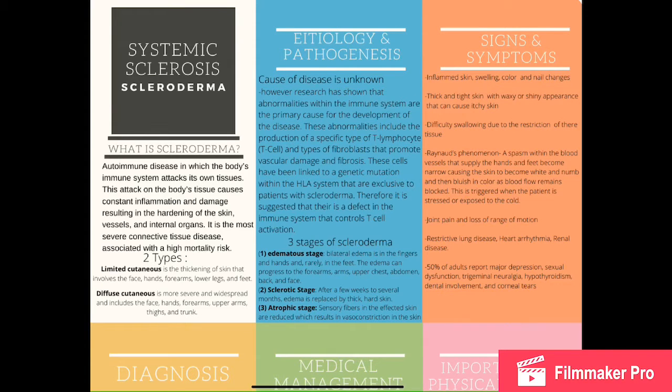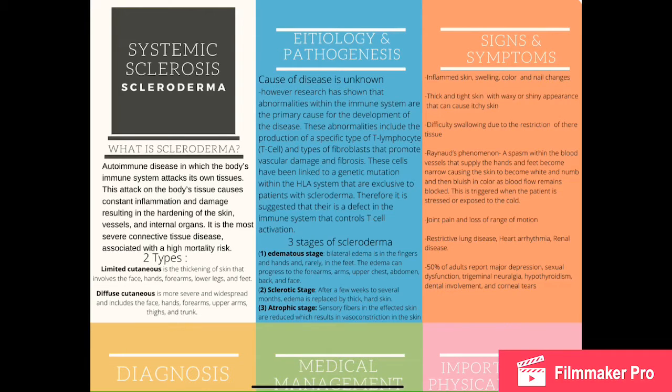So there are 3 stages of scleroderma. The first stage is the edematous stage, where there's bilateral edema in the fingers, hands, and it can progress to the forearms, arms, upper chest, and abdomen, back and face.